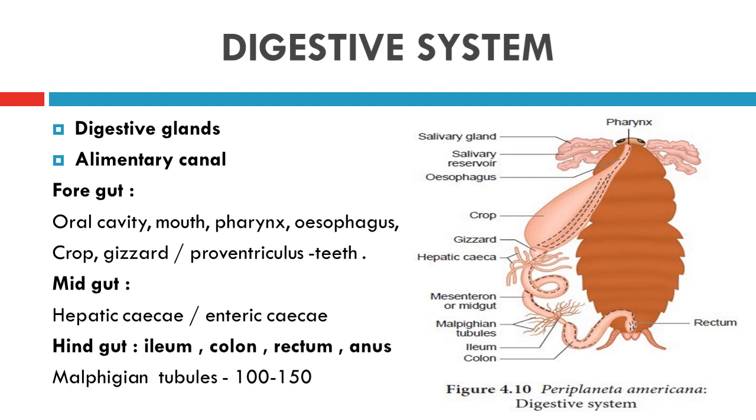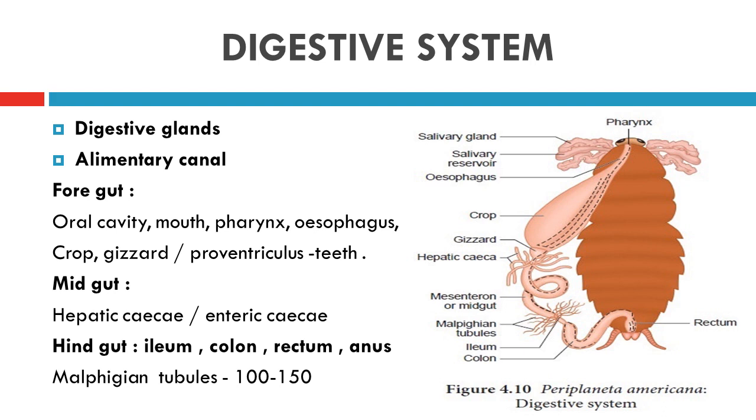This esophagus opens into a lower pouch-like or bag-like structure known as the crop. It functions like a stomach. What is the role of the stomach? Here the food is stored, so we can say this is the crop. Then this crop leads to another important region, the gizzard, or proventriculus. And what is the role of this proventriculus?